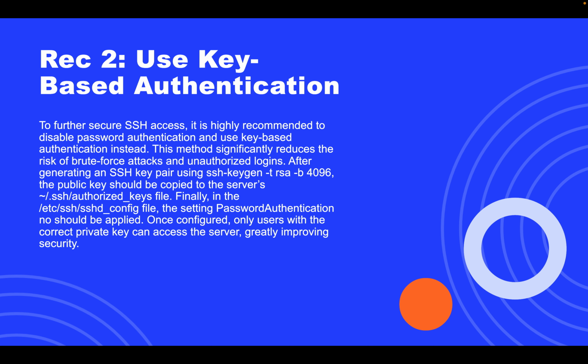After you generate an SSH key pair using ssh-keygen, the public key should be copied to the server's authorized keys file. Finally, in the config file, the setting PasswordAuthentication no should be applied. Once configured, only users with the correct private keys can access the server, greatly improving security.